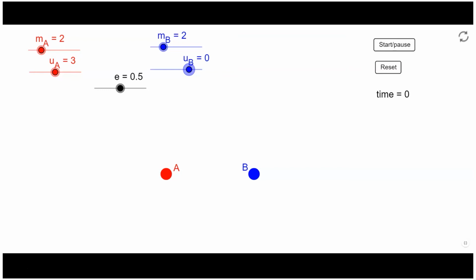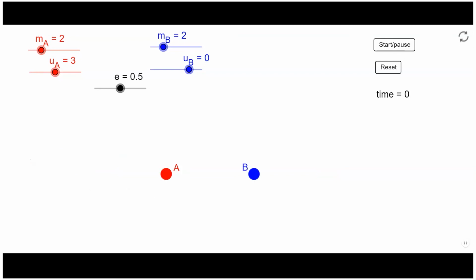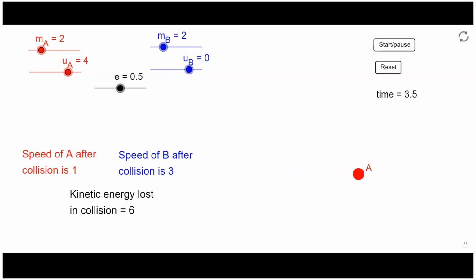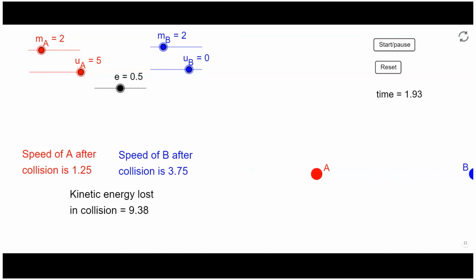Watch what happens to the relative speeds of A and B after the collision. Here we can see that the speed of A is 0.75 and B is 2.25. I shall repeat that for a different value of the initial speed of A. And again. What you will hopefully have seen is that in every case the speed of B after the collision is always 3 times larger than the speed of A, and is therefore proportional to it.